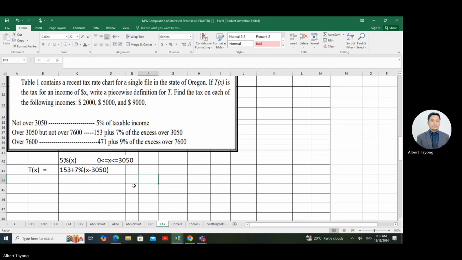Okay. So the condition here, we can transfer the condition here, is over 3,050. So 3,050 less than x less than or equal to 7,600, because not over 7,600. It means until 7,600. Here there is no line, as you can see, because over 3,050 means from 3,050.0001, approximately.